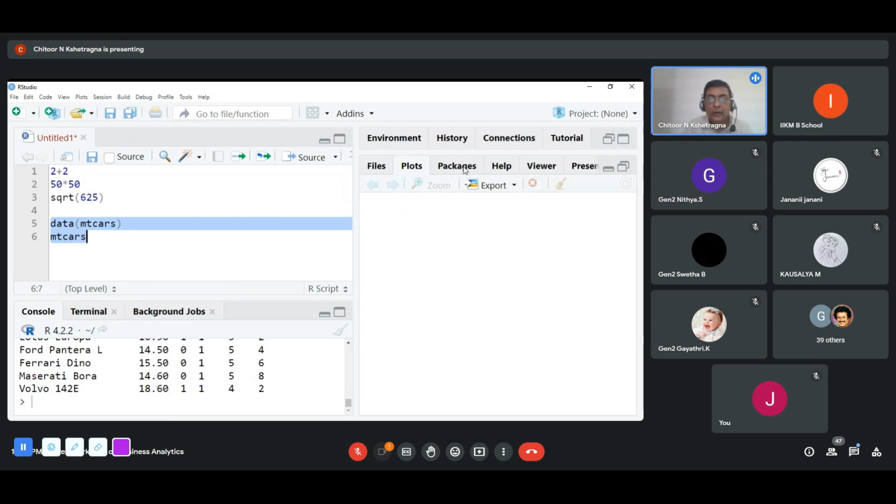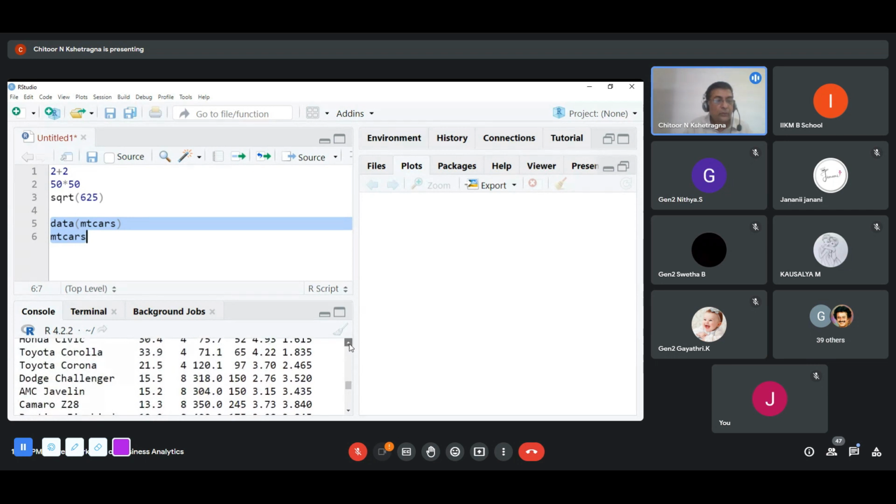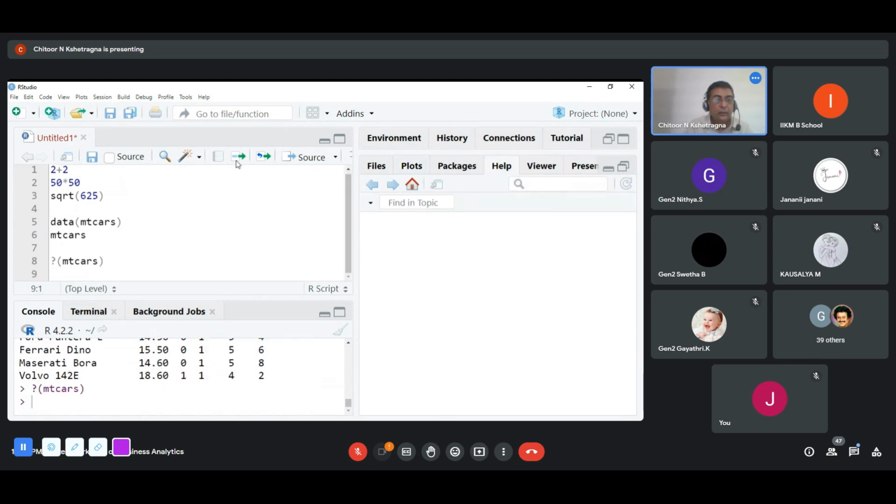Look at in the third quadrant, I've got this entire data set which is populated here. It's all about cars. Okay, it's all about world's best cars. So if I want to find what this data set is about, I can use help(mtcars), help. Right? Or I can also use a simple question mark mtcars. See how easy it is. Just a simple question mark mtcars.